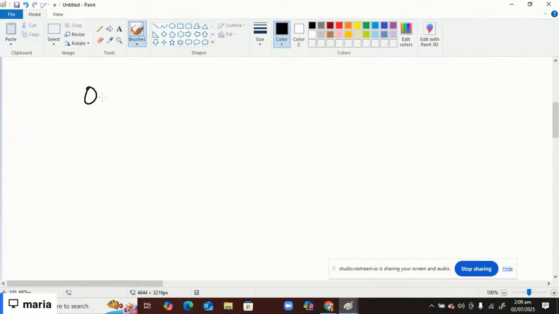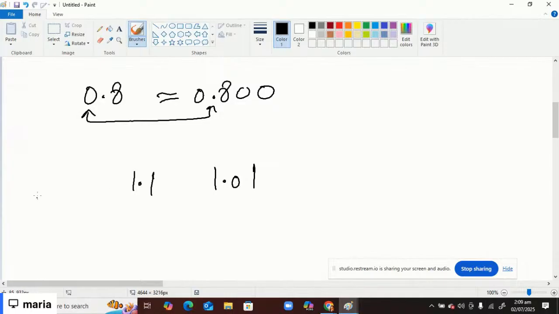Are these both equivalent or not equivalent? These are equivalent. Now when we talk about this one, 1.1 and 1.01, are these equivalent? If the zero is on the right side, they should be equivalent, but now the zero is here. The one and one are the same, but after the point there is a zero, so these are not equivalent. This is basically the distinction between equivalent and non-equivalent decimals. I hope you understand this one.